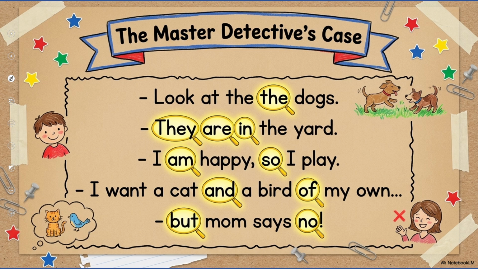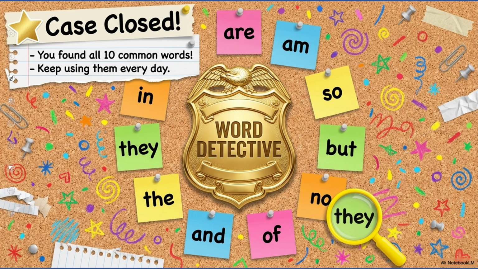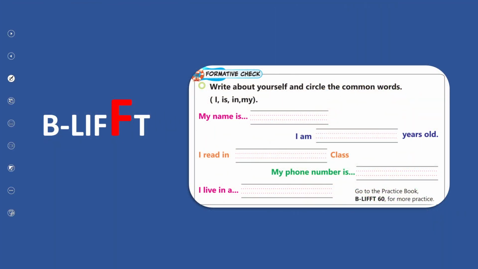So we have already highlighted a number of common words in these slides. So these are the words which you have to find in your text after watching the video. And remember, they are very common and they can be found in maths, in science, and in SST as well. So these are called common sight words.